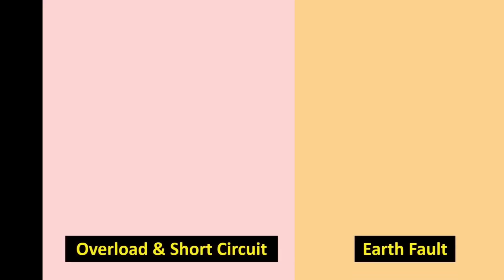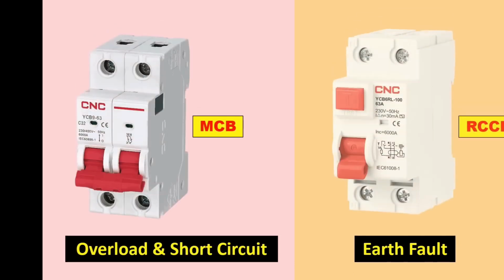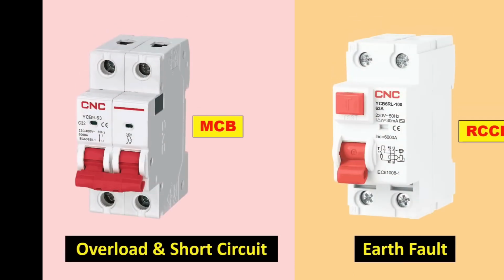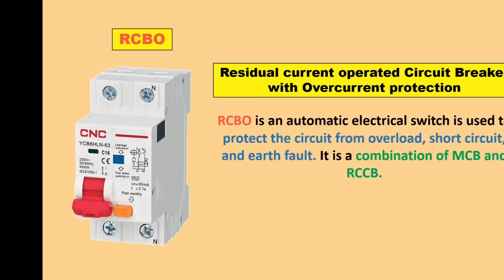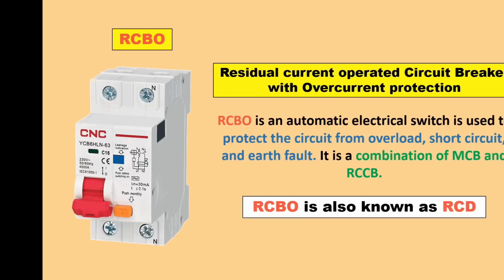Now if we want protection from earth fault, overload and short circuit, then we have to use both MCB and RCCB. But if you don't want to use two different devices, and instead want all three protections from only one device, then in this condition you have to buy a RCBO. So through RCBO you will get overload, short circuit and earth fault protection. This RCBO is also known as RCD. Many people have a doubt in their mind that RCBO and RCD are different devices, but it is not like that. This RCBO is also known as RCD.